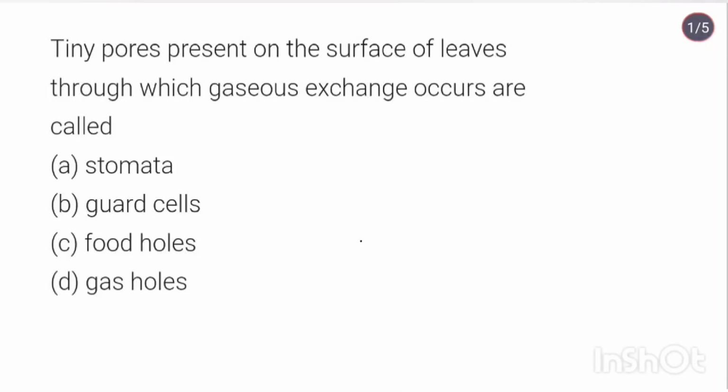Tiny pores present on the surface of leaves through which gases exchange occurs are called stomata. The pores through which leaves exchange gases is stomata. They are small openings present on the inner surface of the leaves. Stomata can be opened and closed during night when no photosynthesis take place. The plant breathe in oxygen and breathe out carbon dioxide through stomata.